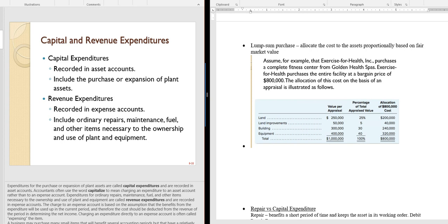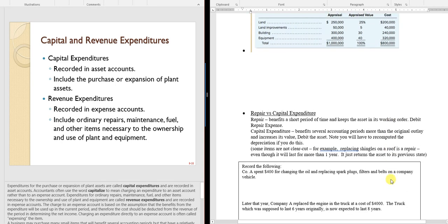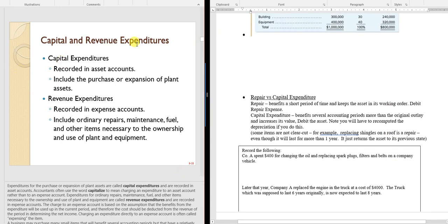Okay, so the next thing we're going to talk about is a capital versus revenue expenditure. I generally call them repair. I don't like the term revenue expenditure because it makes you think it's a revenue. It's actually an expense. So these mean that it's part of the income statement.